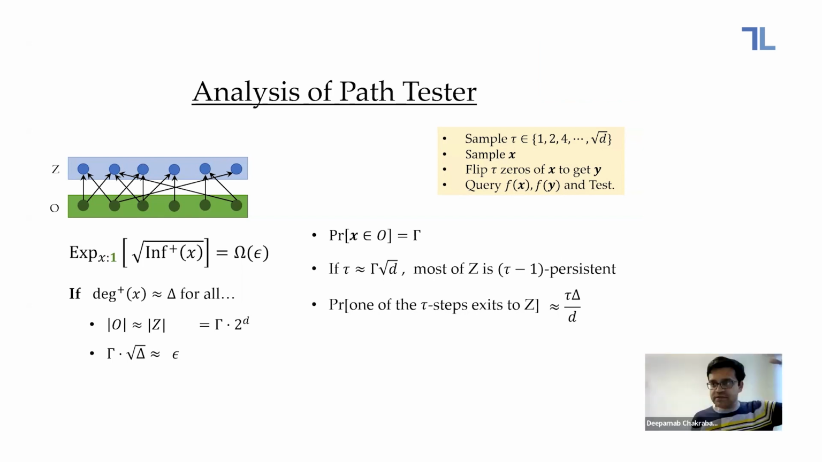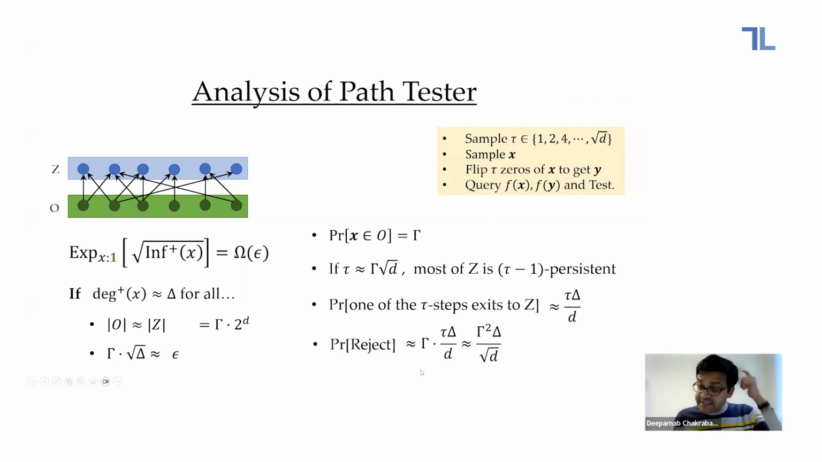Whichever vertices are not persistent in Z, just remove them and throw them away. I've only removed 1% or whatever, some constant fraction. So most of Z is still there, most of these edges are still there. So this Z here is going to be persistent because I've removed the non-persistent vertices. And so if both of these happen, I'll reject.